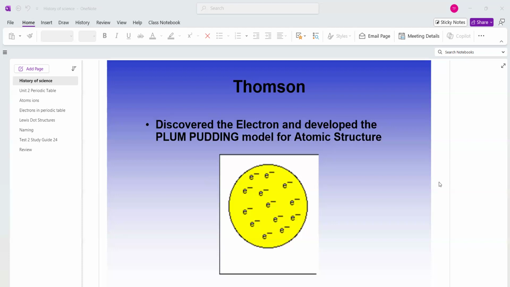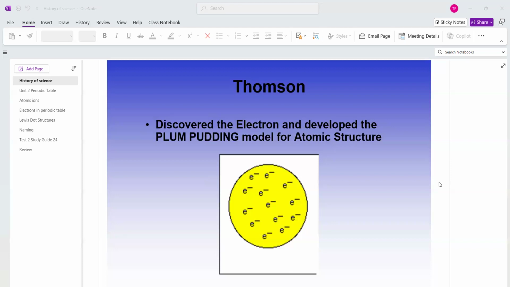And he said there really isn't any organization. He's just kind of plopped in there. And he used the metaphor of a plum pudding. Plum pudding's got globs in it, or like tapioca. So they call it the plum pudding model. Plum pudding model, electrons.